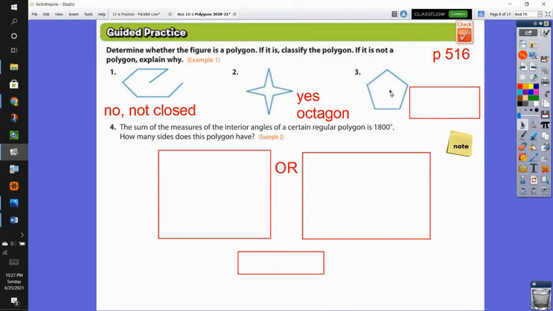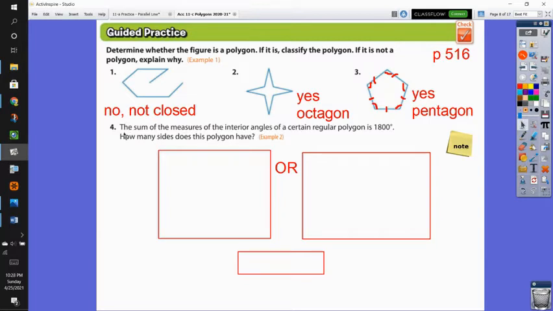And number 3, polygon. Yep, it looks pretty regular, a regular pentagon. You don't know that it's regular because there are no markings on there. If we wanted to confirm that it was regular, you would have to mark all the sides the same length with tick marks and all the angles the same with arc marks. But it's certainly a pentagon.